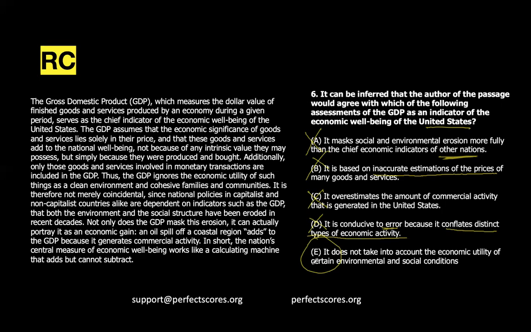Okay, so this one was. And A is also a trap answer, right? Because it is putting marked social and environmental erosions, which is directly in the passage. Yes, so till here it's correct, but the second part of it, this comparison more fully than, because we really don't know anything about these indicators, so we can't be sure. Yes. So half of the option is right, the other half makes it wrong. So yeah, E is the answer. So that is all that we will be doing today.